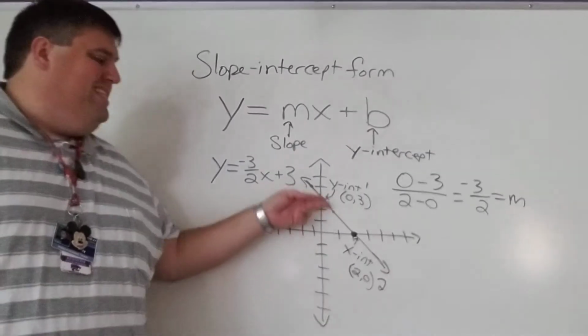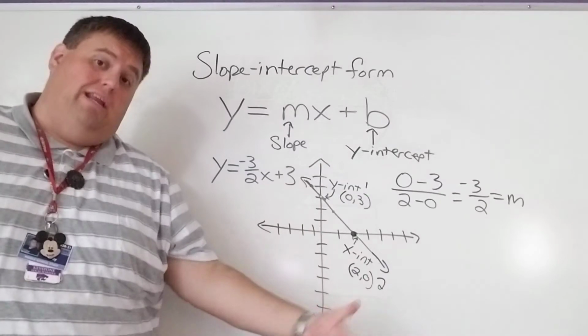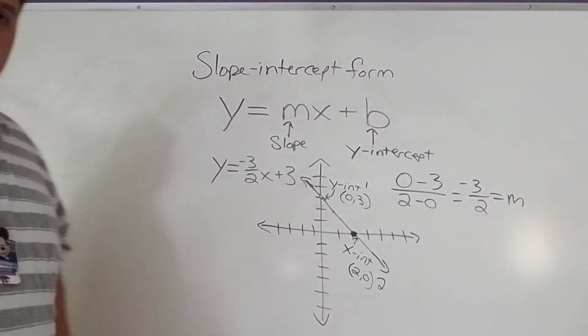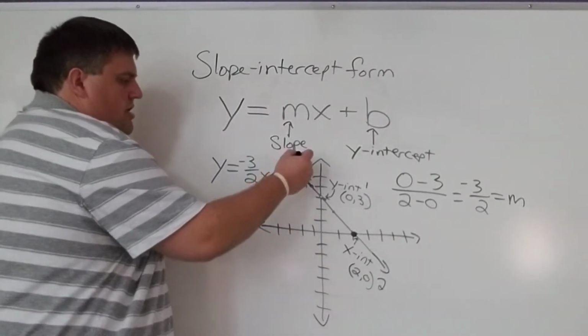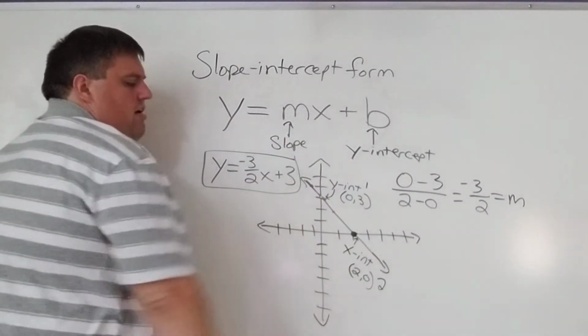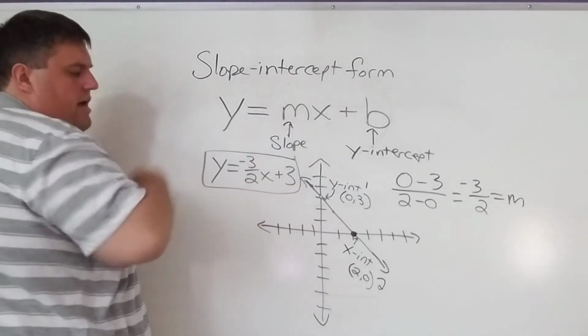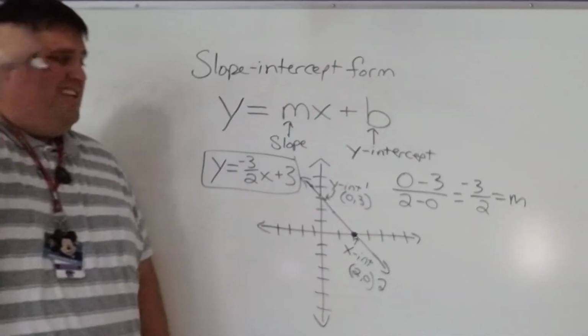If my y-intercept's negative, then this would be a negative 3, or you could write minus 3 if you wanted to do it that way. But either one would work. So literally, this equation right here is this line on the graph. It has a slope of negative 3 halves, and a y-intercept of 3. So that's kind of what we're going to be doing.